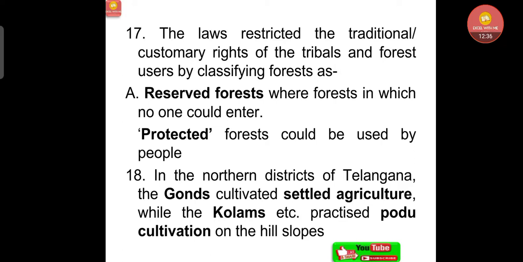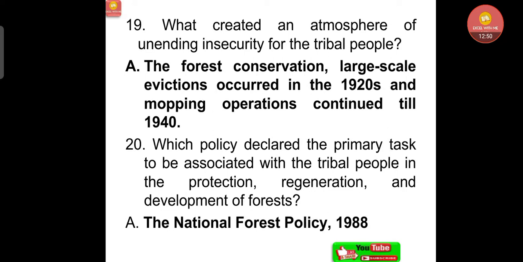Then protected forests could be used by only certain people. In the northern districts of Telangana, the Gonds cultivated settled agriculture, while the Kolams etc. practiced Podu cultivation on the hill slopes. What created an atmosphere of unending insecurity for the tribal people? The forest conservation. Large-scale evictions occurred in the 1920s and mopping operations continued till 1940.